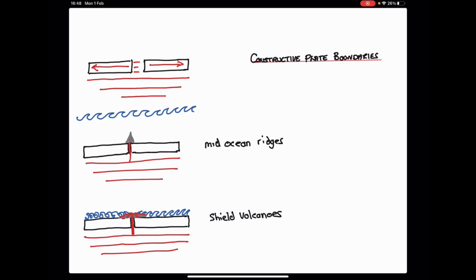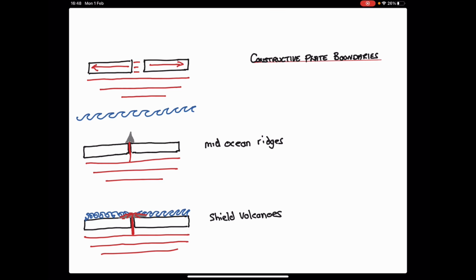In summary, a constructive plate boundary is a divergent plate boundary. The plates are moving apart from one another in opposite directions. As the plates move apart, magma rises up to fill the gap between them, rather than leaving us with a hole in the surface of the Earth.